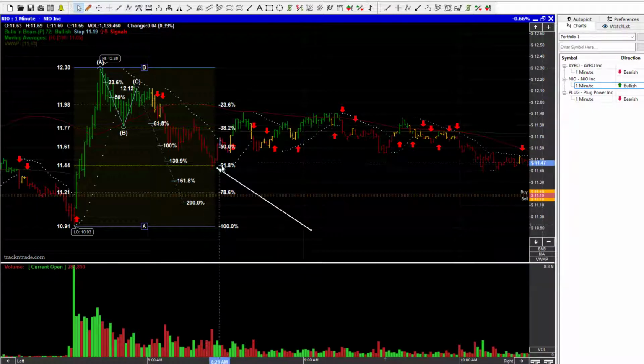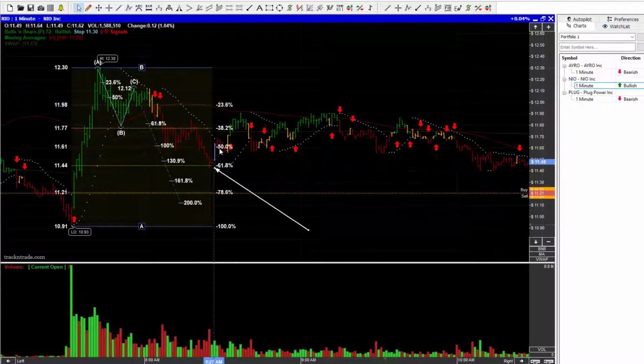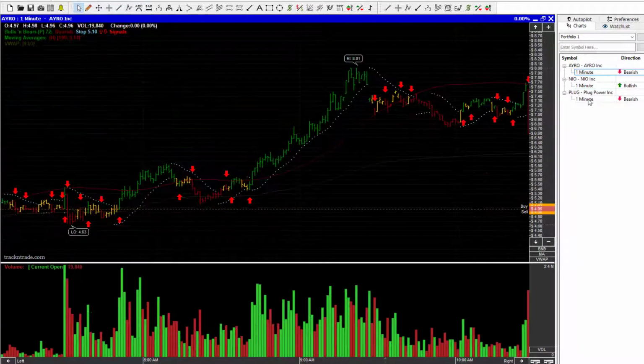And so this is where we kind of bounce off the 61.8. Now this market didn't work out, right? It kind of bounced off the 61.8. It rallied up a little bit, and then it just kind of died off. So let's go look at AYRO, and then we're going to look at plug. So we're going to come into AYRO.